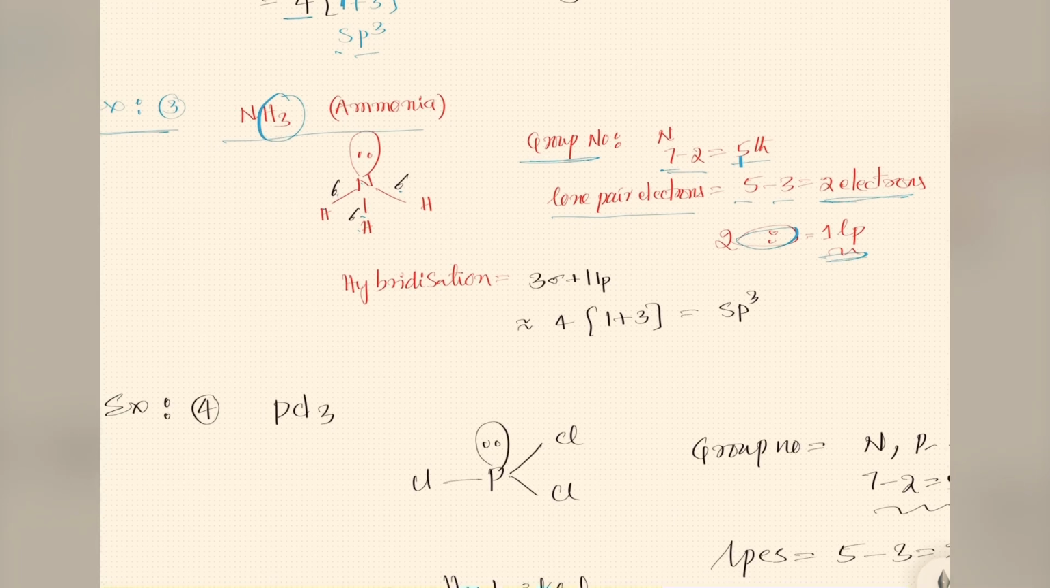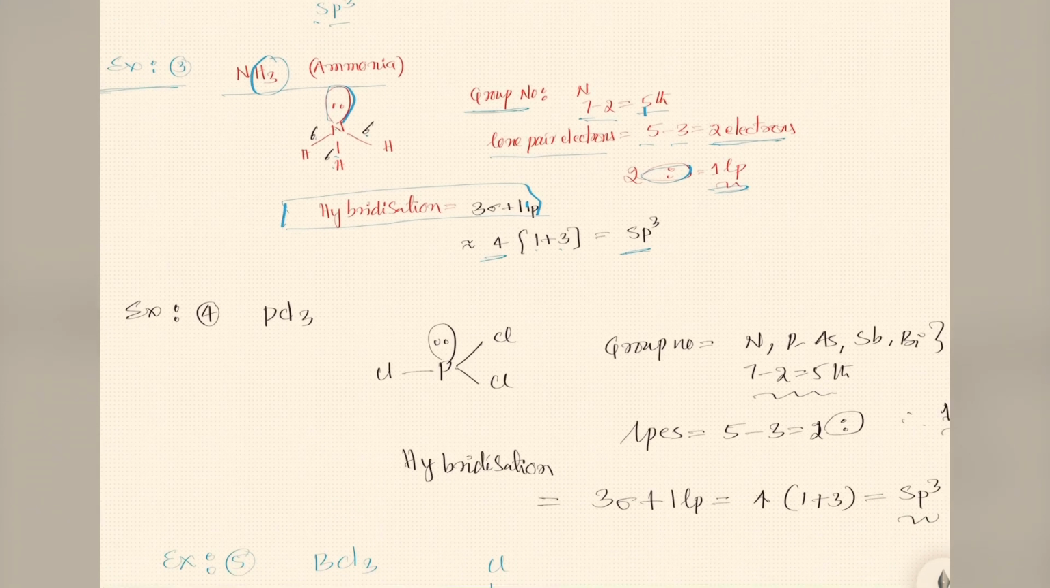One pair. So what is the formula? See, this is the formula. Hybridization is equal to number of sigma bonds plus lone pairs, 3 plus 1 lone pair. So that is again we will get 4. That is 4 means 1 plus 3. This is the lone pair of electrons. So again here nitrogen also undergoes sp3 hybridization.